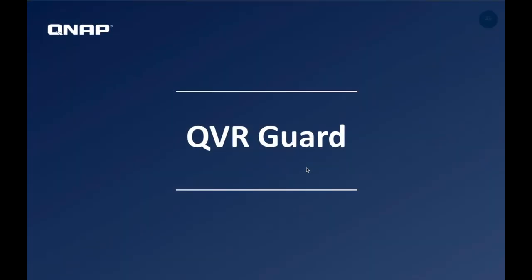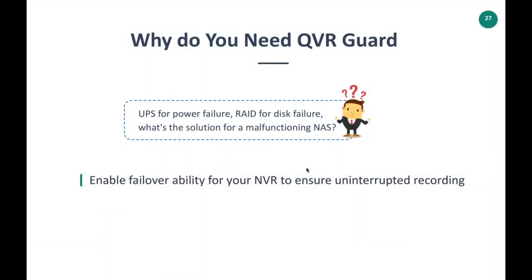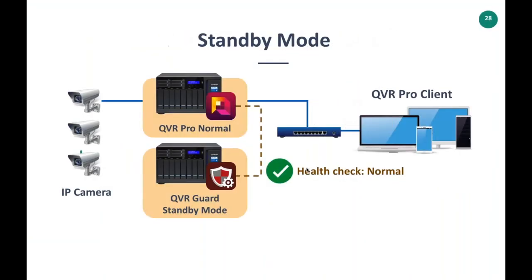And now let's talk about QVR Guard, because I think high availability failover is really important to some people who just want to always make sure they're always recording. So what QVR Guard does is it will copy all of your QVR Pro settings from the NAS with QVR Pro onto this other NAS. And because all your QVR Pro settings are copied, that means if this NAS goes down, this NAS can very easily take over because all the settings are also on this NAS.